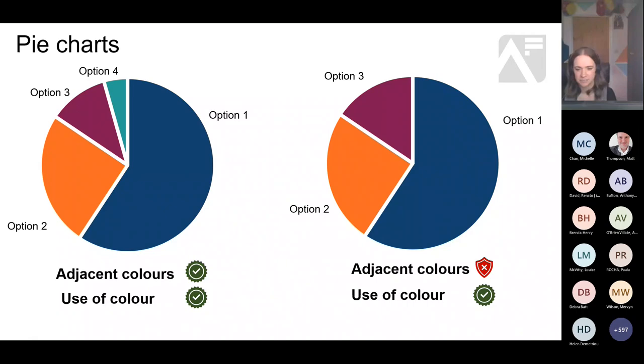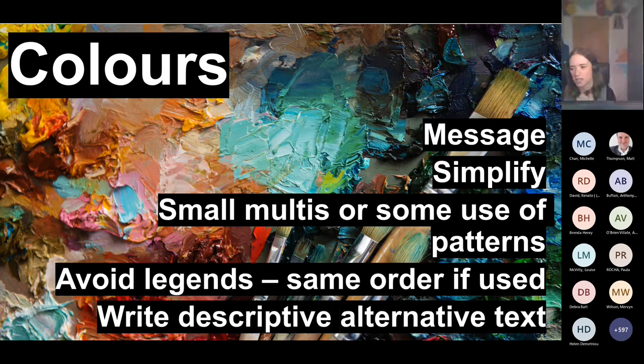So to summarise what we've done on colours: if your chart is failing on some of the colour success criteria, think about the message and think about simplifying it. Do you really need all those stacks or all those clusters? Do you need to put all the data in, or can you just pick one of the series and just communicate that one? That will help fix your colour issues.